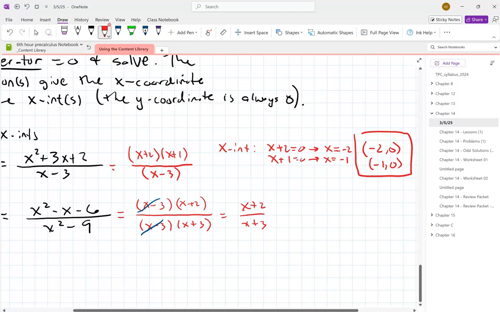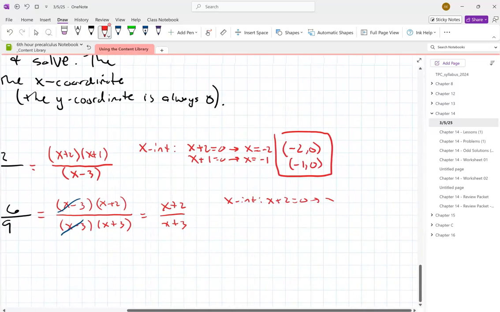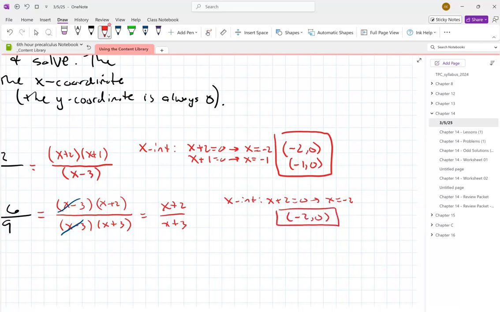Okay, so I'm only looking at the reduced version, so I'm going to set that x plus 2 equal to 0 and solve. So there we go. What's the x minus 3 going to do? That's a removable discontinuity that we would have taken care of at a different step, but it's not an x-intercept.